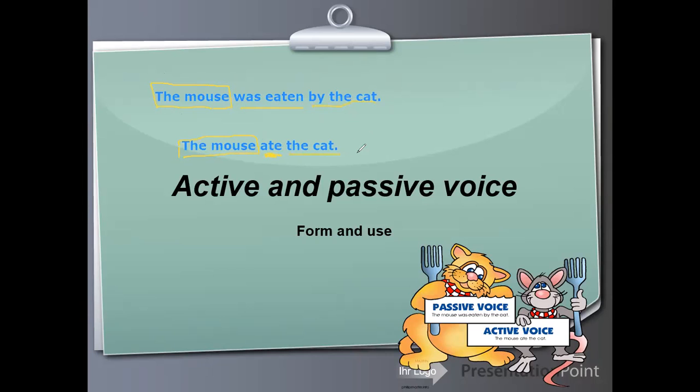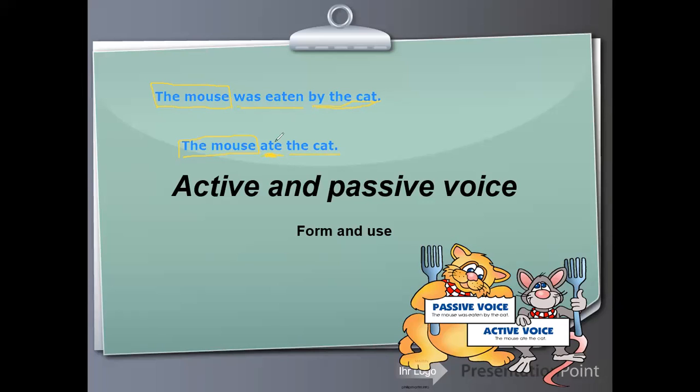Se van a dar cuenta por qué es tan necesario saber de esto, porque aparentemente pareciera como que dice lo mismo, pero no dice lo mismo. The mouse was eaten. So I will say it in Spanish, okay, so that you get the general idea about what we're gonna start talking about once again.